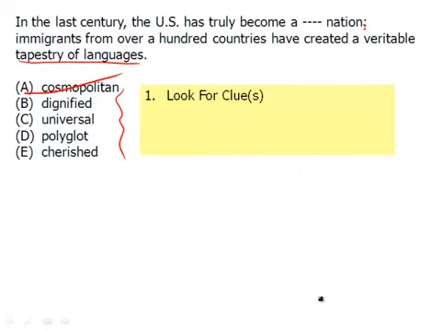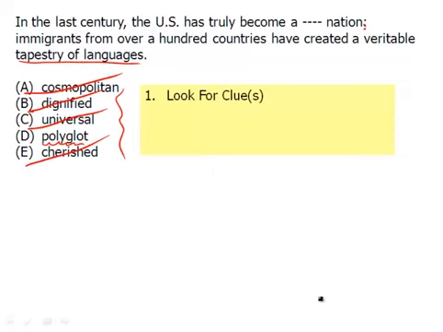So cosmopolitan doesn't work. By definition, if you were speaking many languages, if a nation has language speakers from over 100 countries, does that make it a dignified nation by definition? Nope. And then what of C? This universal. Universal could work, right? People are coming from everywhere, so it's a universal nation. But wait a second. We were looking for a tapestry of languages, meaning many, many languages. Universal does not mean that. There's that strange word. What is polyglot? We don't know. So we go to E, which is cherished. Can it become a cherished nation? Well, maybe, because there's so many languages, we cherish it, but by definition, cherished does not mean speaking many languages.